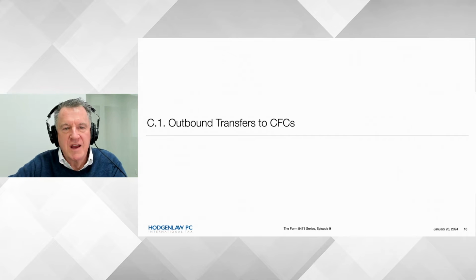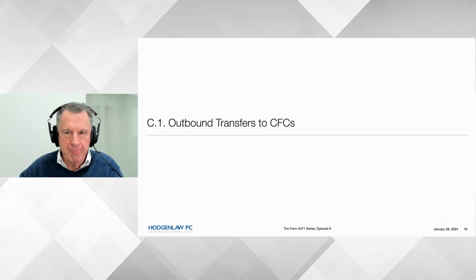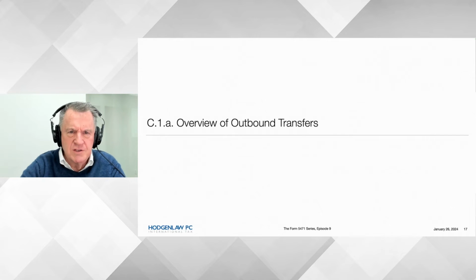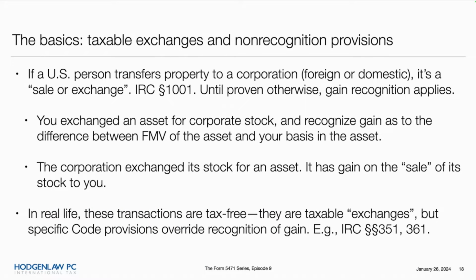So let's look first at outbound transfers, because this is a relatively clean, conceptually, thing that gives you the introduction to how Section 367 comes in kind of as the ace of trumps in this game, says, nah, not going to happen. It's taxable. So outbound transfers. Starting at the beginning, again, basic principles.